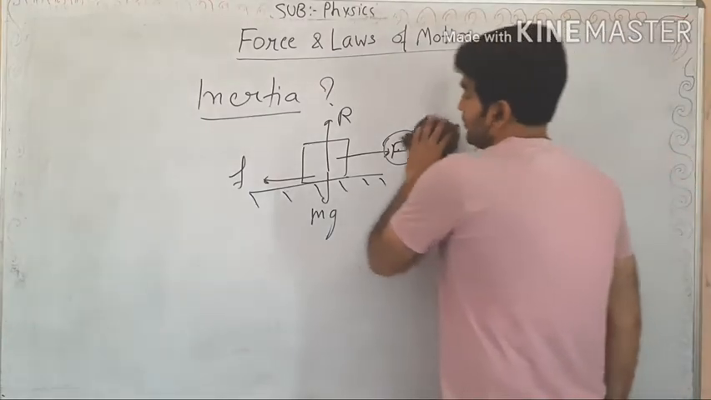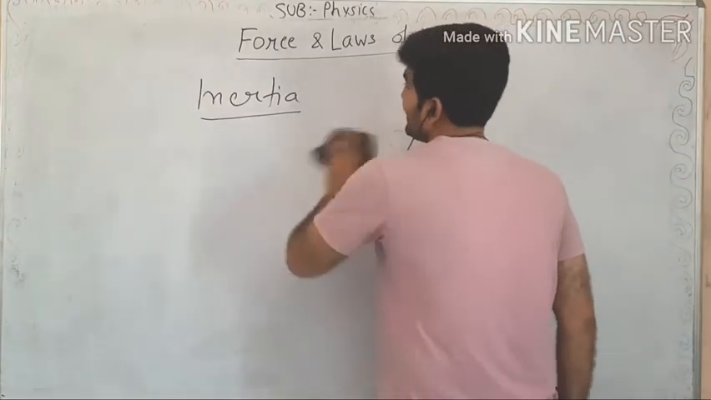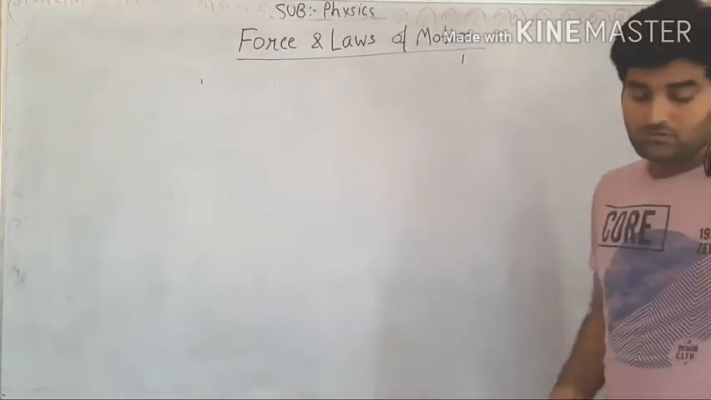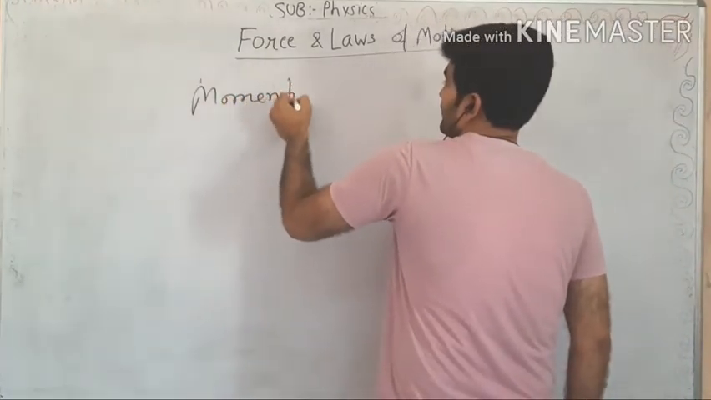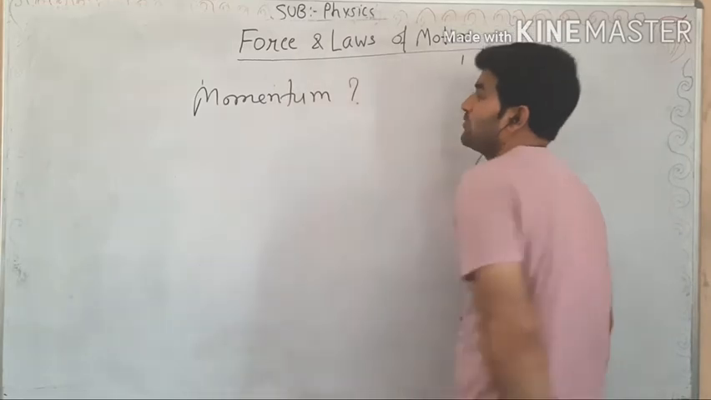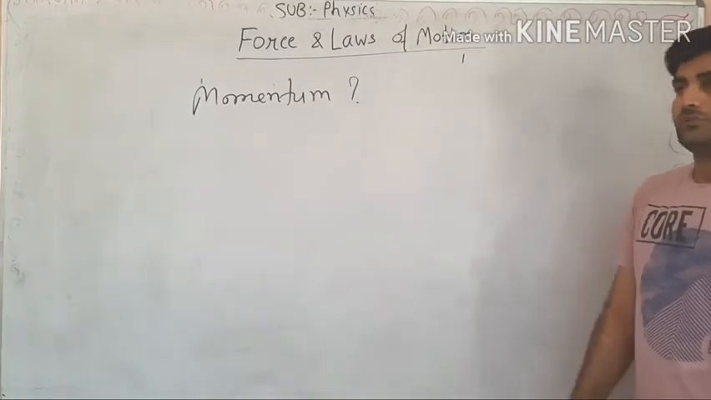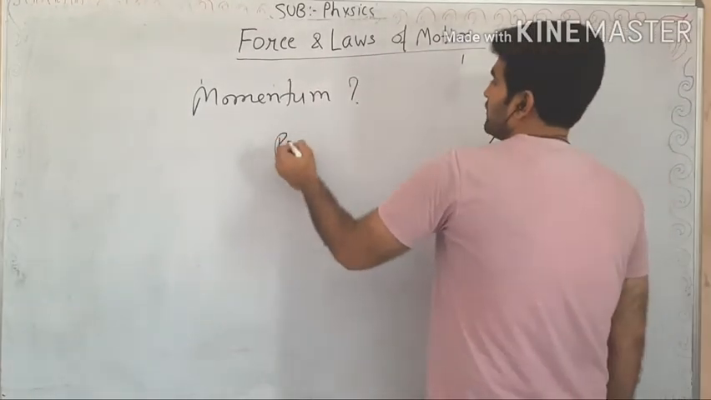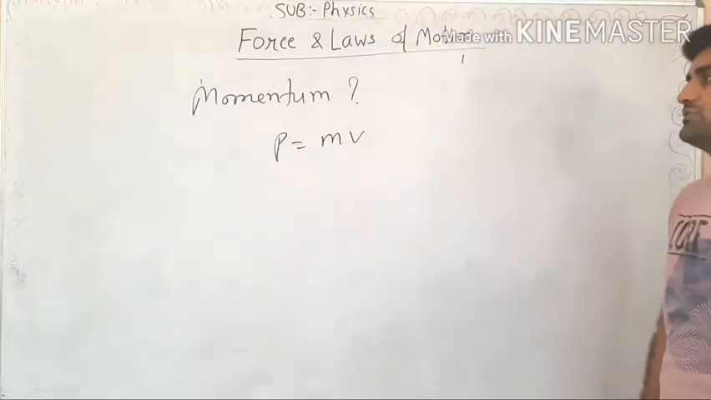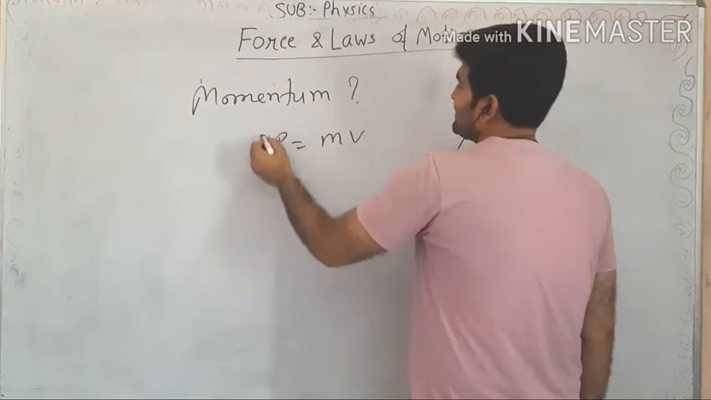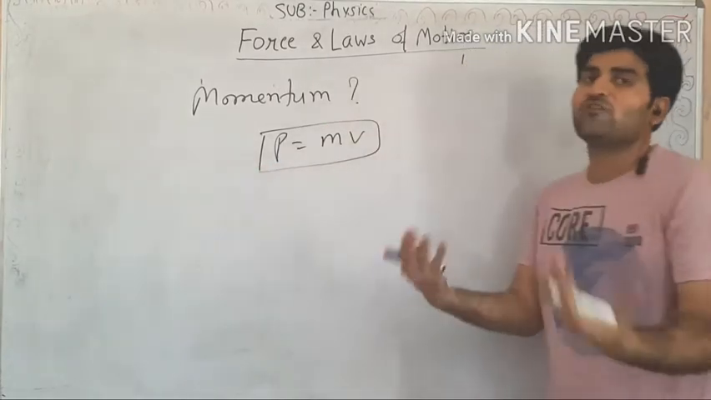Now we talk about momentum. What is momentum? Momentum is defined as the product of mass and velocity, m into v, and it depends upon two factors, mass and velocity. But theoretically it has a significance. It is defined as the amount of motion.